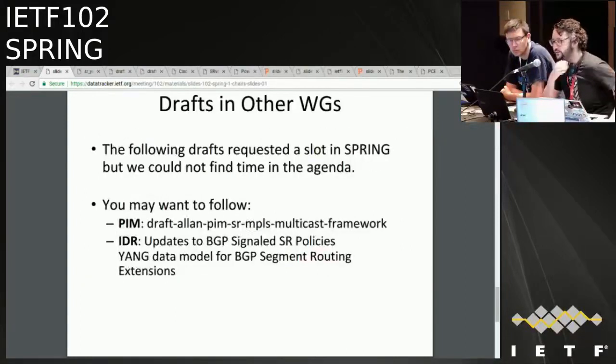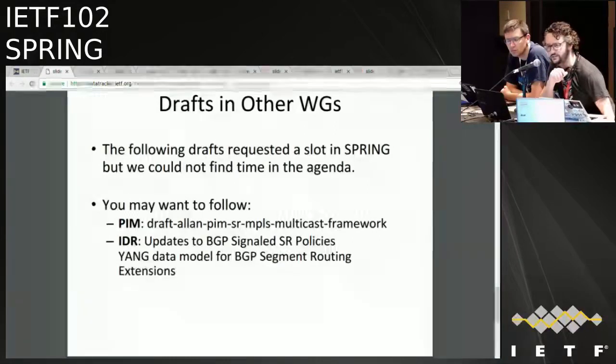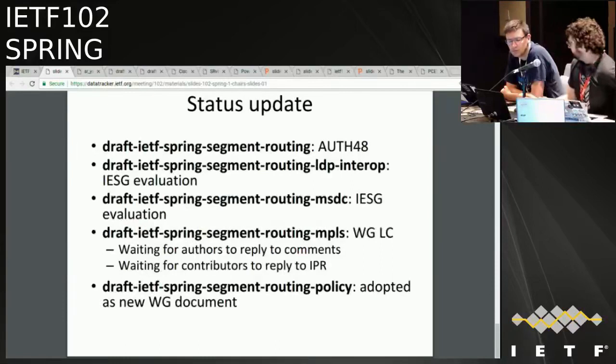And then there are a couple of things that we couldn't find time for on the agenda. There are these two drafts in particular. There's an SR MPLS multicast framework draft that's going to be presented in PIM. And then there's an update for the BGP signaled SR policy, for both the draft and the Yang model, that are going to be in IDR. Yes, Jeff. Okay, so Jeff said that the multicast draft is also being presented in RTGWG. Right?